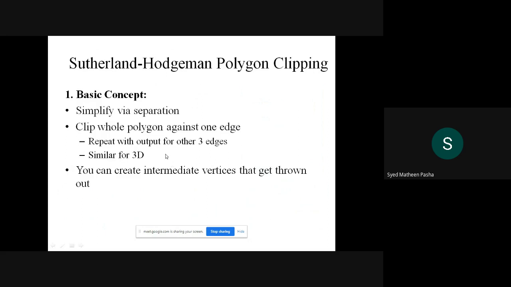We can use area clipping in a 3-dimensional object as well. You can create intermediate vertices that get thrown out. That is, with respect to these vertices which are defined, you can perform different angular operations. I can call these angular vertices, with respect to which each and every object is clipped with some dimension. So this is how the simple concept of area clipping works.